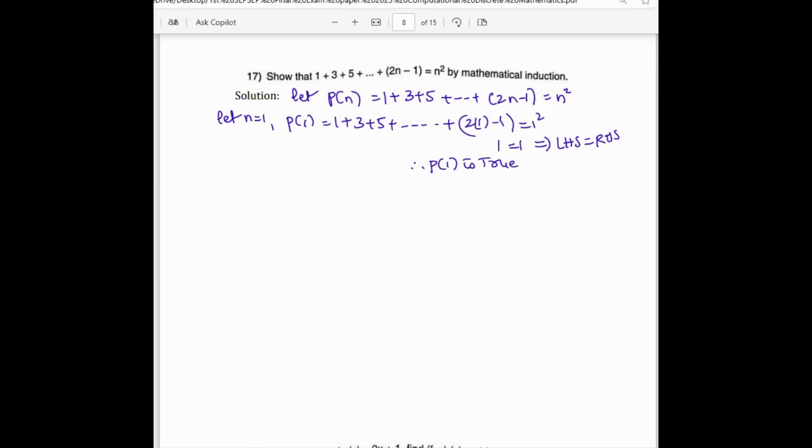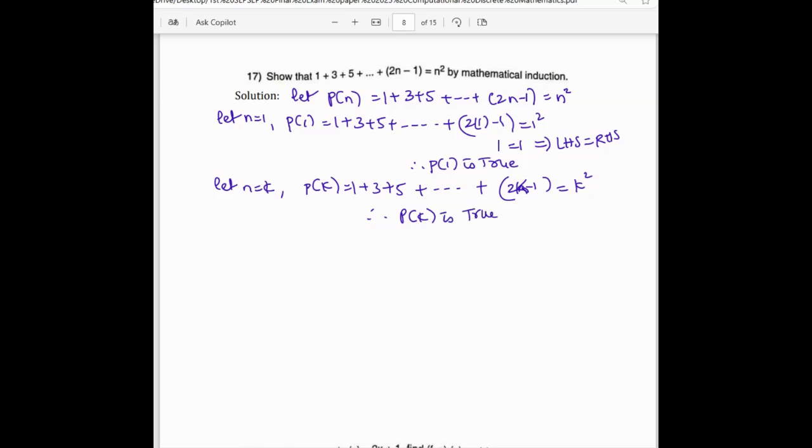Okay. Then now we'll take n is equal to k. That is P of k will be 1 plus 3 plus 5 plus goes on till plus 2k minus 1 is equal to k square. So therefore P of k is true.